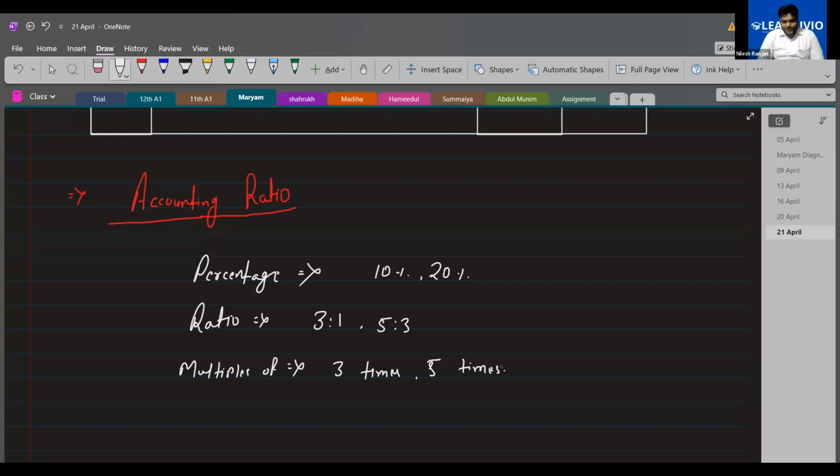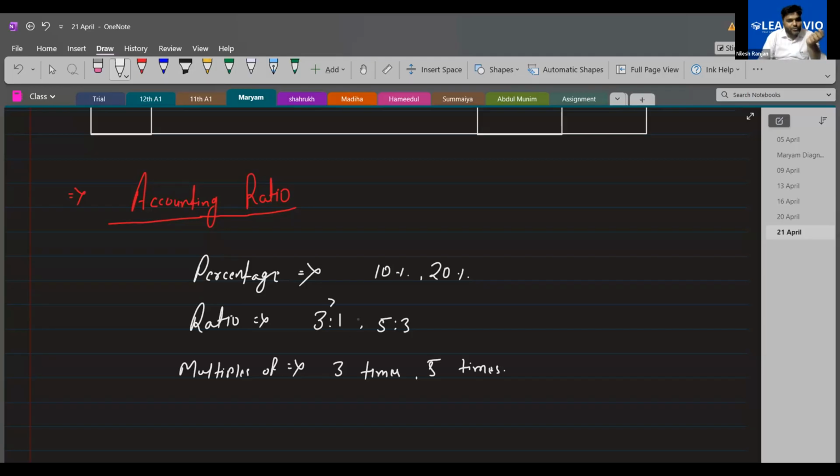Whenever we compare two sets of data, we use these types of wordings like percentage, ratio, or multiple of. So we say that चीता हमसे 5 गुना तेज दौड़ता है. So this is what we are comparing with. We are comparing our speed with that animal's speed. So that is times.